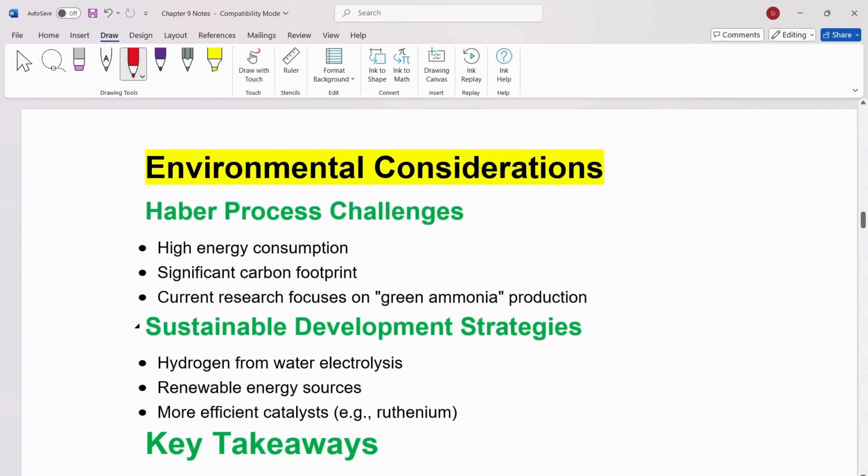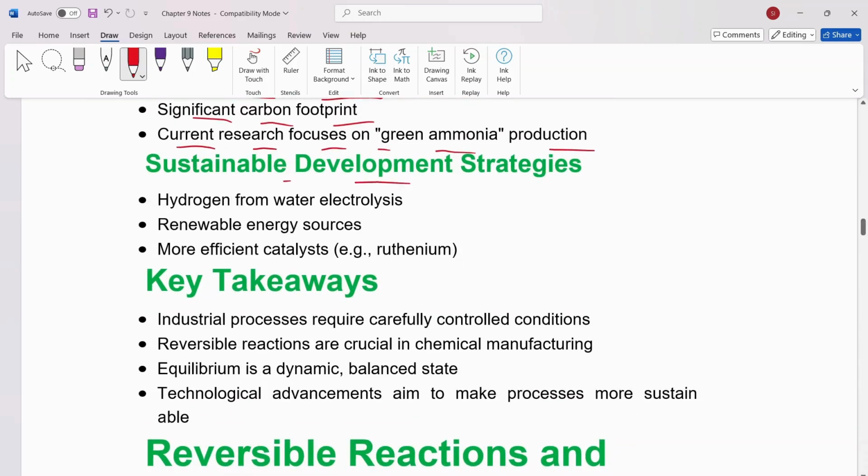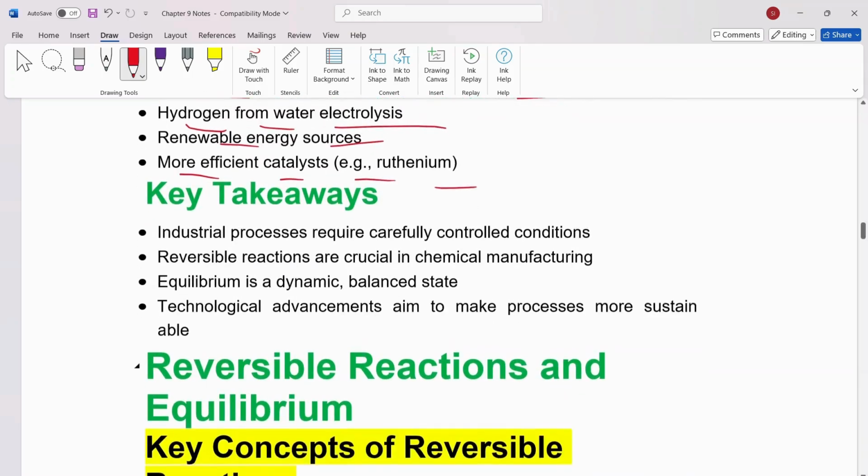Now let's talk about environmental considerations, Haber process challenges: high energy consumption, significant carbon footprint. Current research focuses on green ammonia production. Sustainable development strategies: hydrogen from water electrolysis, renewable energy sources, more efficient catalysts such as ruthenium.